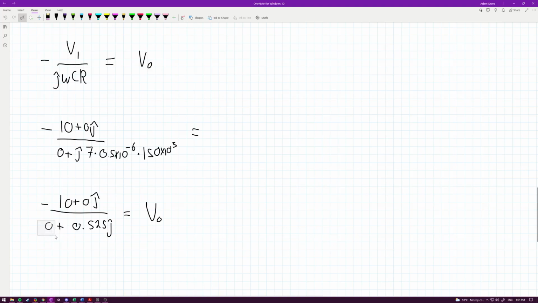Which 0? This 0? Well, that's just 0 plus. Because I want to write it as a plus bj, I'm just writing 0. There's no real part in the denominator. And same thing here. I'm writing 0j just so that it's in the standard form of a complex number.